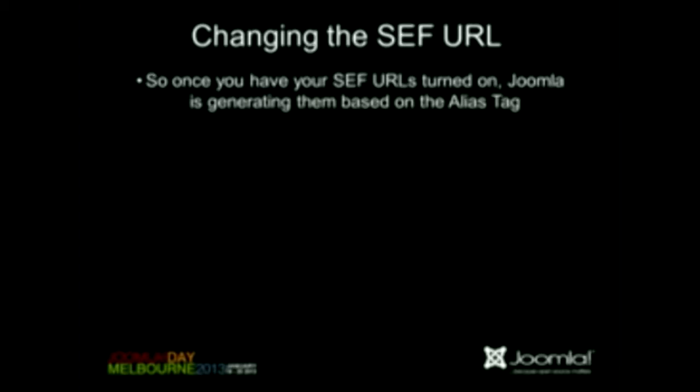So how the SEF URLs are generated is by the alias tag, and in most cases the alias tag is automatically generated unless you specify otherwise. As soon as you save an article or other piece of content, it will transfer that value, strip it of any punctuation characters that will cause problems, and make a clean alias. And so if you want to change what the URL looks like, you can do that just by manually editing the alias.